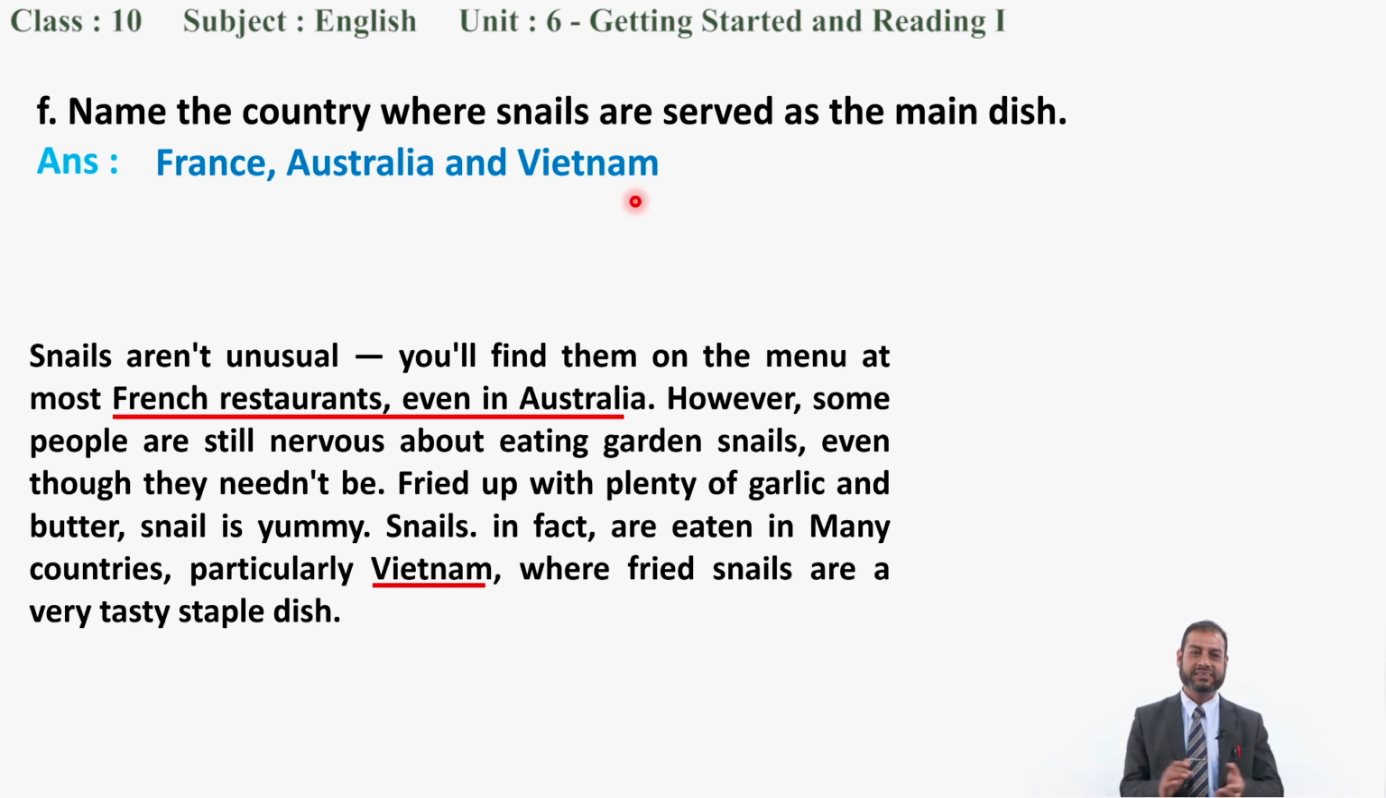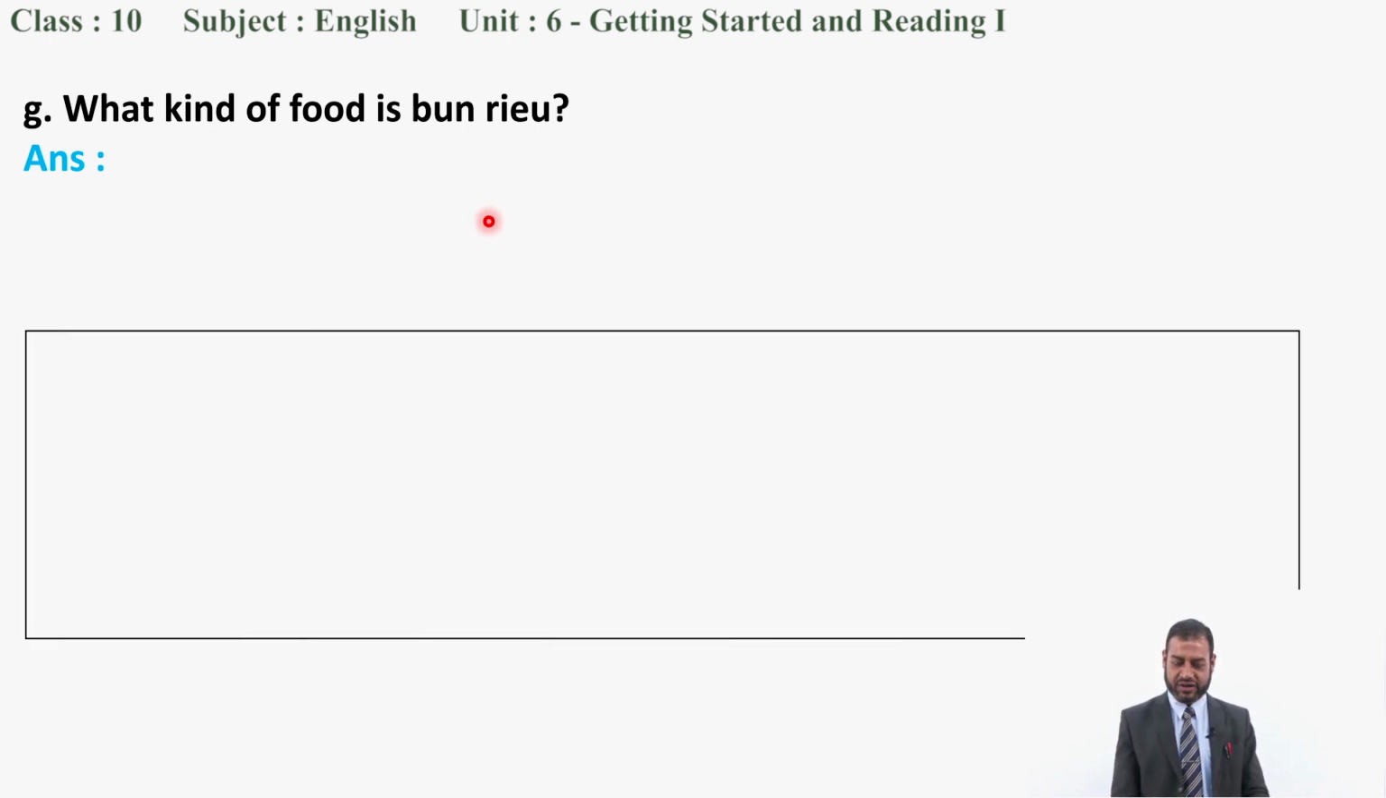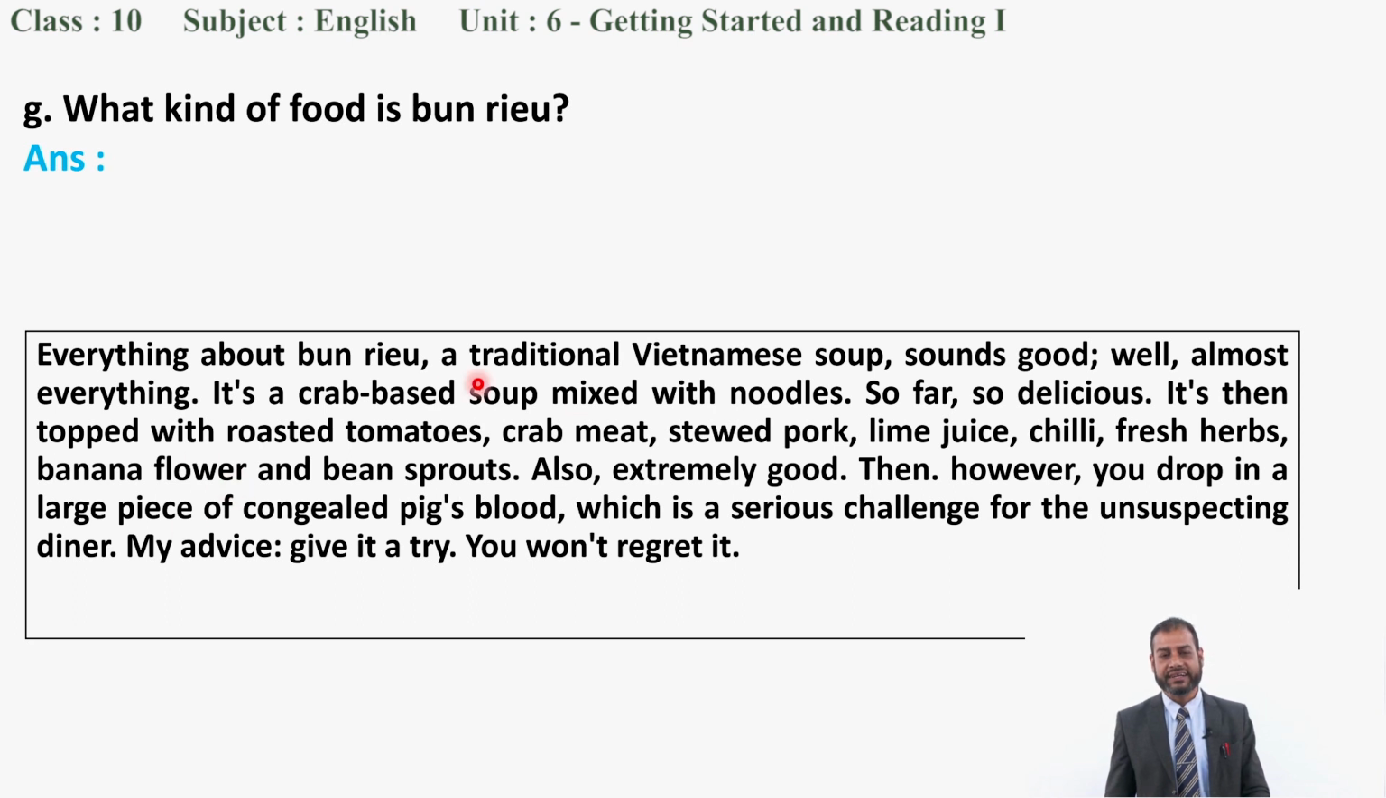See, you are right. Or if you want to write a complete sentence, the countries where snails are served as the main dish are France, Australia and Vietnam. But this answer is enough for us. France, Australia and Vietnam. Now we have another question again. What kind of food is bun rieu? Now you have to introduce this food. Okay, bun rieu. You can find here.